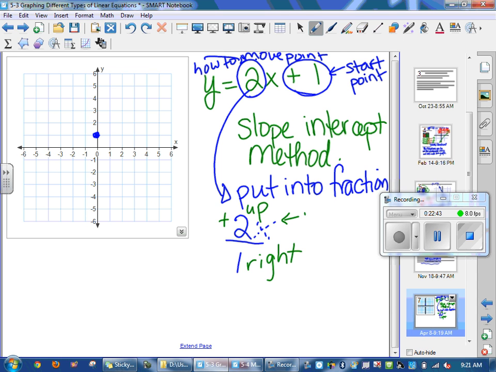That's the top number of your slope. So right now it's telling me how to move my point. It says, okay, you're going to start at 1, and now you're going to move 1 right, 2 up, 1 right, 2 up. That's how I find my next points. So I'm going to go 1 right, 2 up, make my next point, and repeat. It kind of creates a staircase. And then you can join your points.